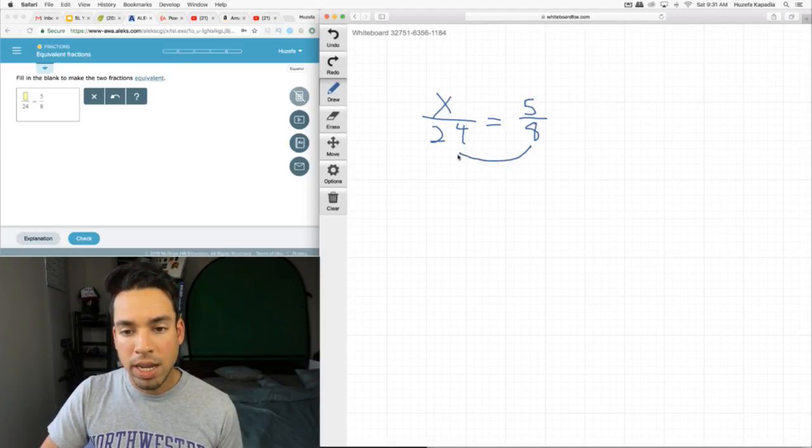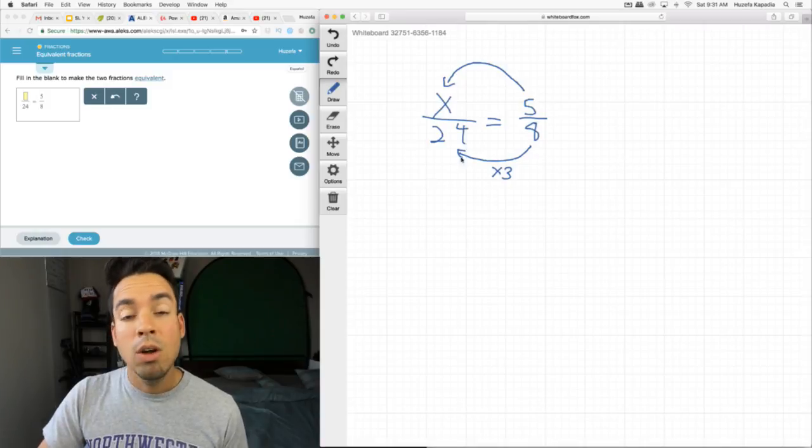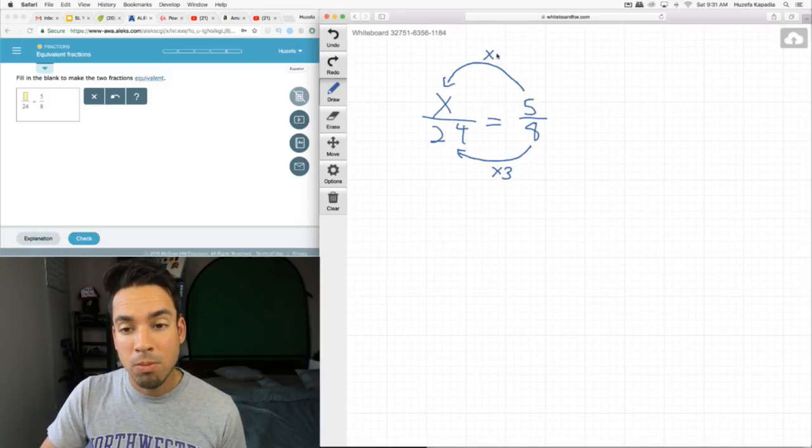Can we get from 8 to 24 via multiplication? We can. And it's just 8 times 3. So we're multiplying by 3 to get to 24. Well, if we're multiplying the bottom by a certain number, we have to multiply the top by that same number, because if these are equivalent, it has to be the same path for both top and bottom. Therefore, multiplying that 5 by 3 takes us to 15.